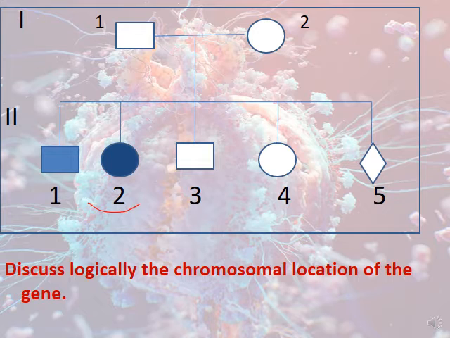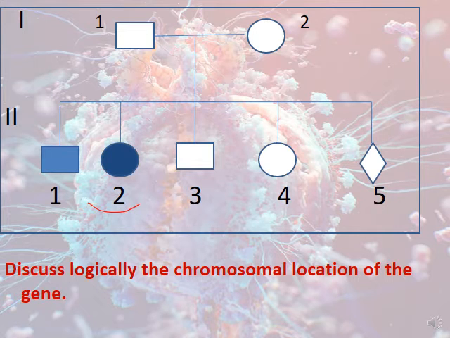So here we denied that it's found in the non-homologous part of Y. Let's move to the non-homologous part of X. Every affected daughter should have an affected father. Here it should be, for example, XdXd, let's say, for the disease. If XdXd, it should inherit Xd from the father, but the father here is normal, so it's not the case.